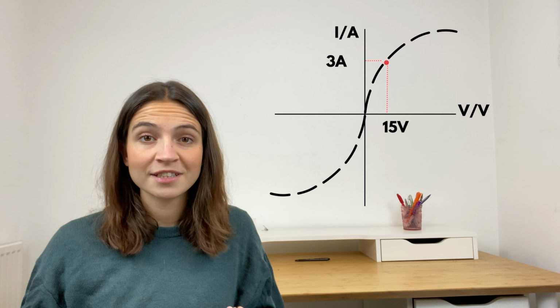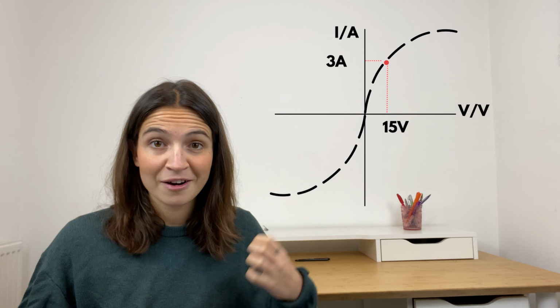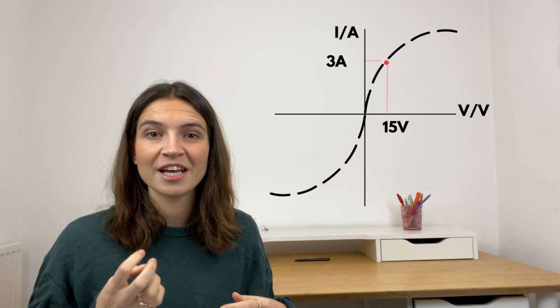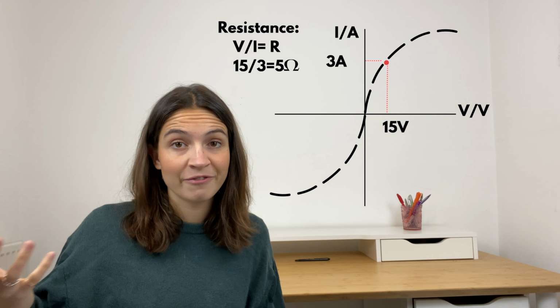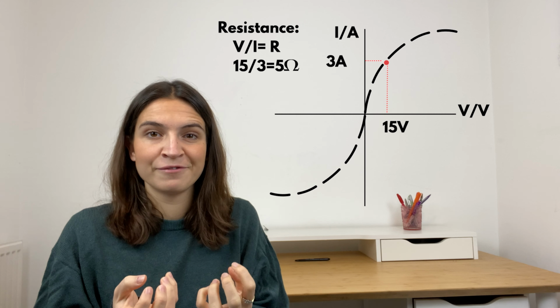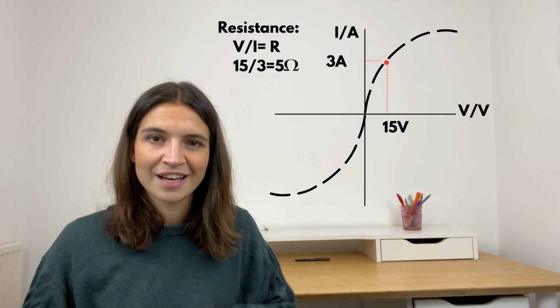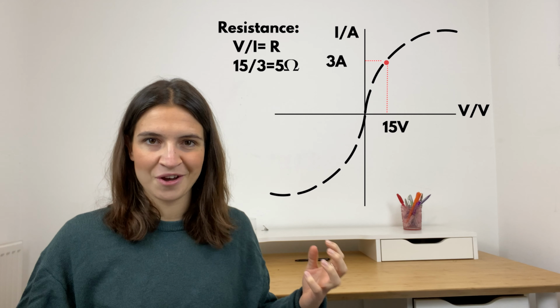Now you can use this graph and you can find the resistance of the bulb at any point. Just need to find the current and voltage at that point. So here my current is 3 amps and my voltage is 15 volts. To find the resistance, I use my equation V equals I times R. And so resistance is voltage over current, which is 15 divided by 3, 5 ohms.